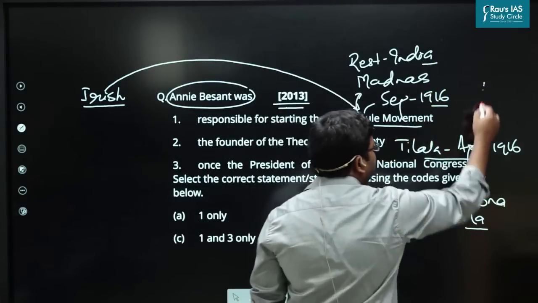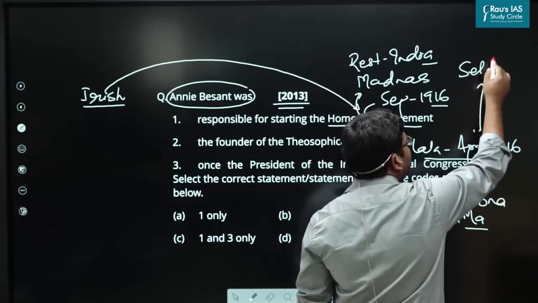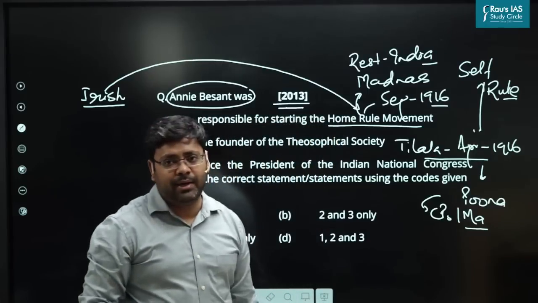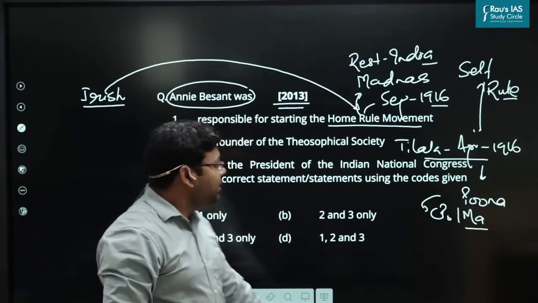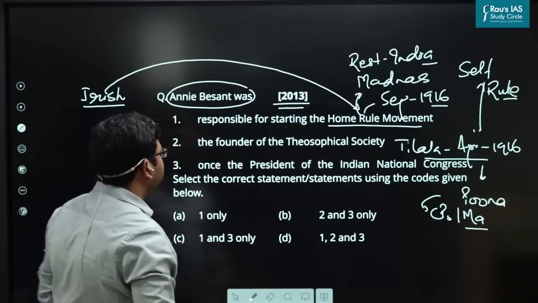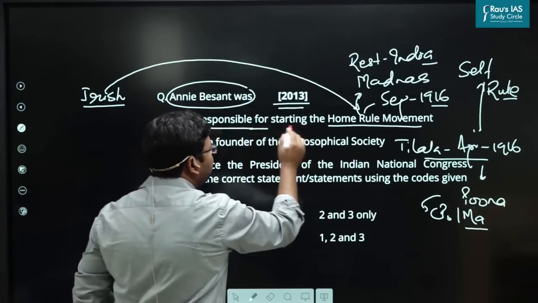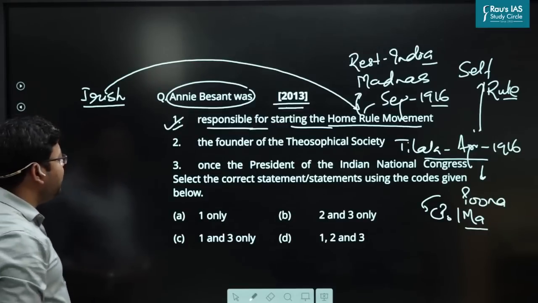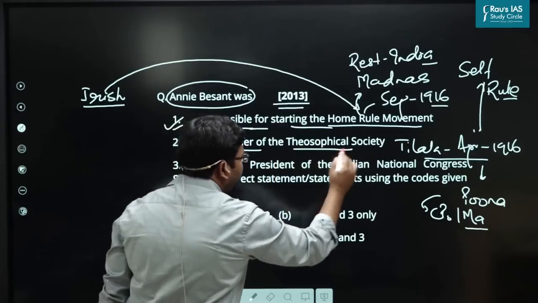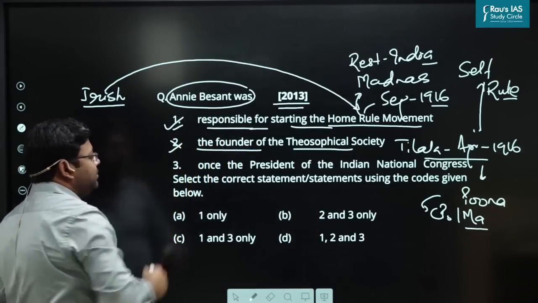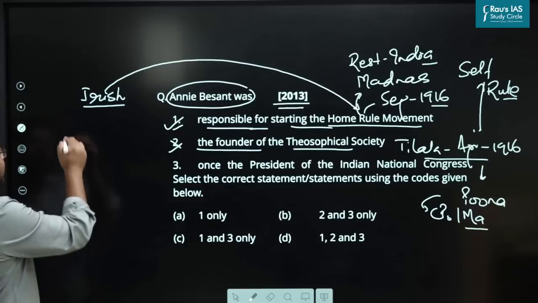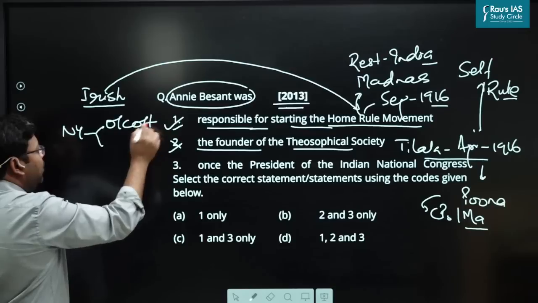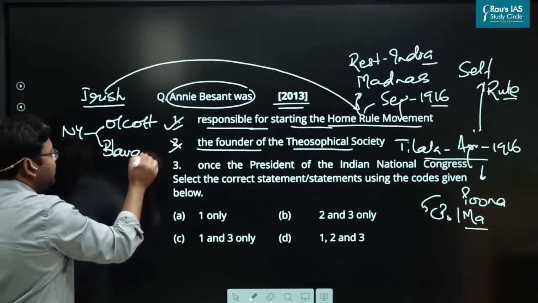Both the leagues coordinated with each other and demanded home rule within the British Empire. Certainly, when you talk about the Home Rule movement, it would be right to say that Annie Besant was responsible for starting the Home Rule movement. The second statement says that Annie Besant was the founder of the Theosophical Society. It's incorrect. The Theosophical Society was established in New York by Olcott and Blavatsky.